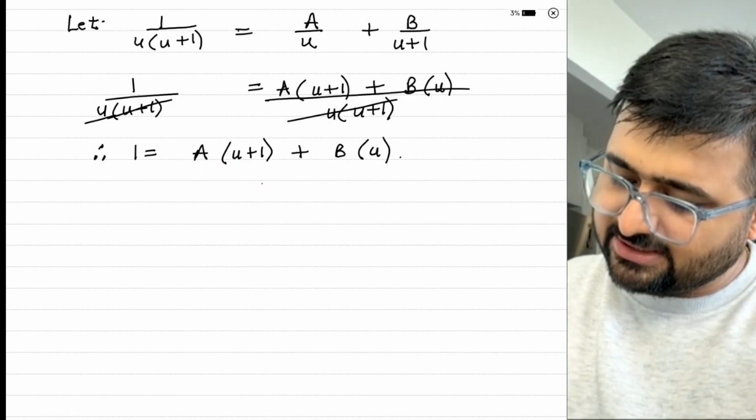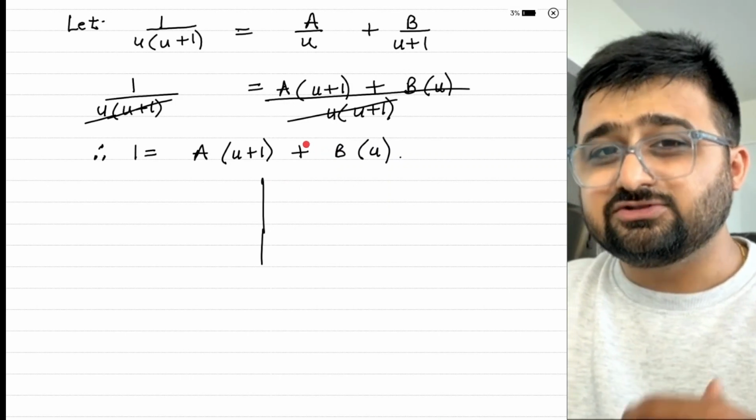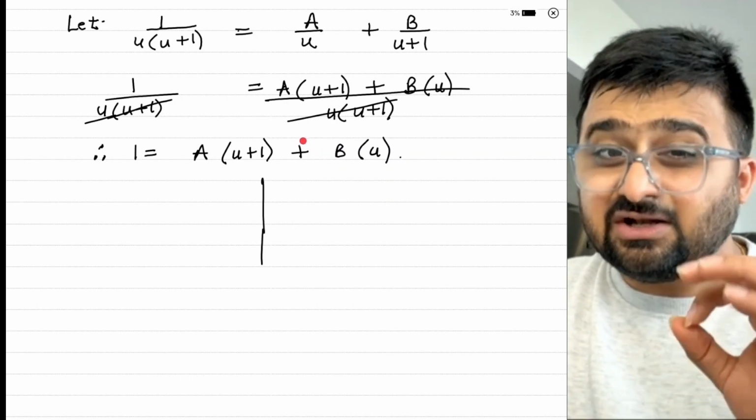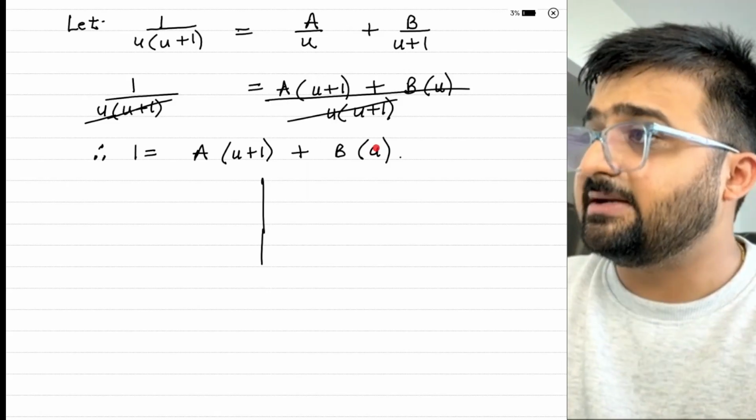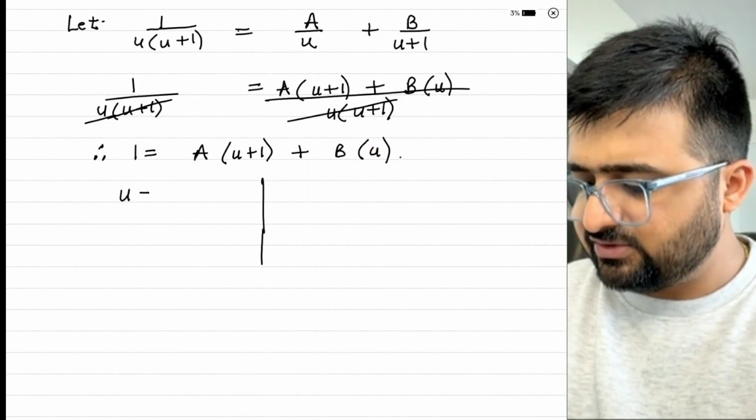What is efficient is you can just assume some random values of u, and I like to assume the values that will make my calculations easy. Let's see what I mean by this. For example, if you put u is equal to 0, this term is going to become 0. So let's start with u is equal to 0.